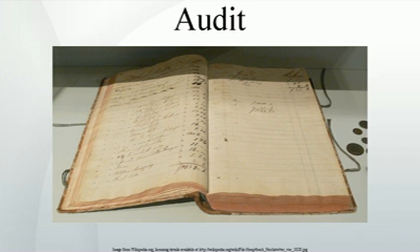Etymology. Historically, the word auditing has been derived from the Latin word audire, which means to hear.